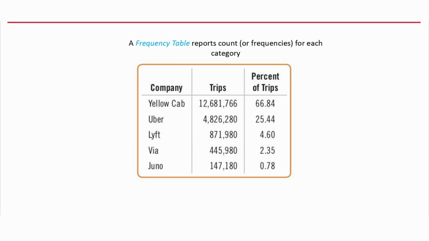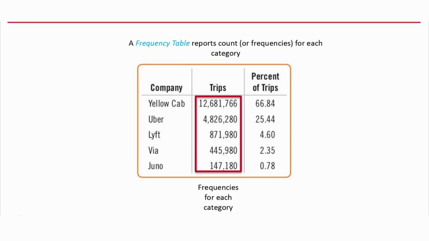Jumping straight into it, the very first visual that we'll want to cover is called the frequency table. There isn't a lot to it, but a frequency table will do a lot of the heavy lifting for us, even though it's not super exciting. There's not a lot of moving pieces. In the very first column of this frequency table is the name of the qualitative variable, here, company. And underneath that are the different values that we have for that variable: Yellow Cab, Uber, Lyft, Via, and Juno.